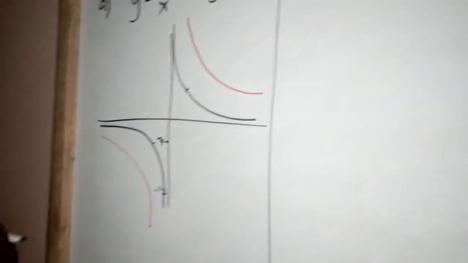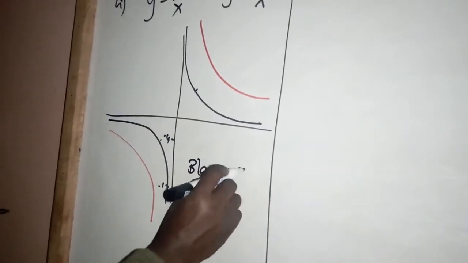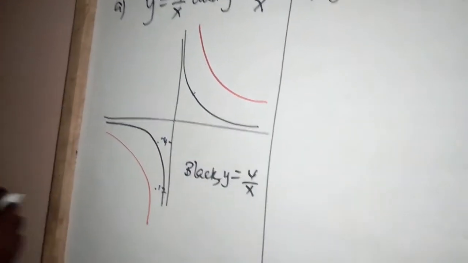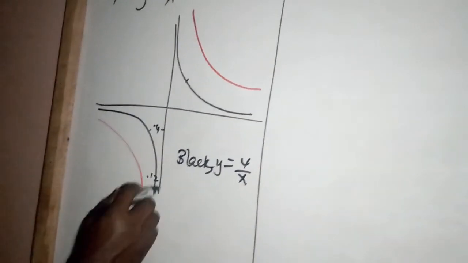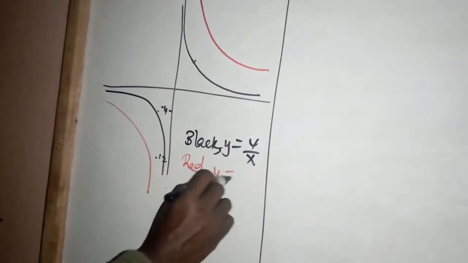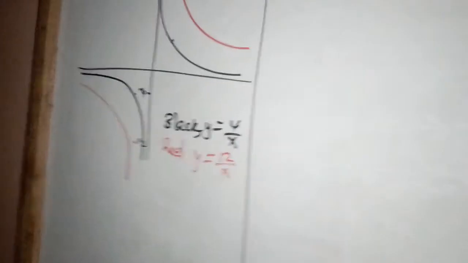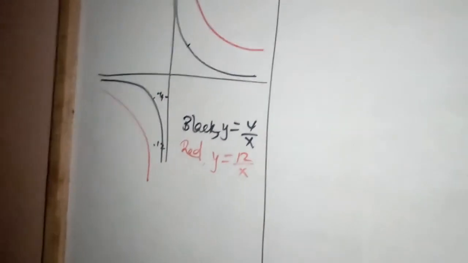The black one is y equals 4 over x. And of course the red one is the graph of y equals 12 over x. So note the difference and where they appear.